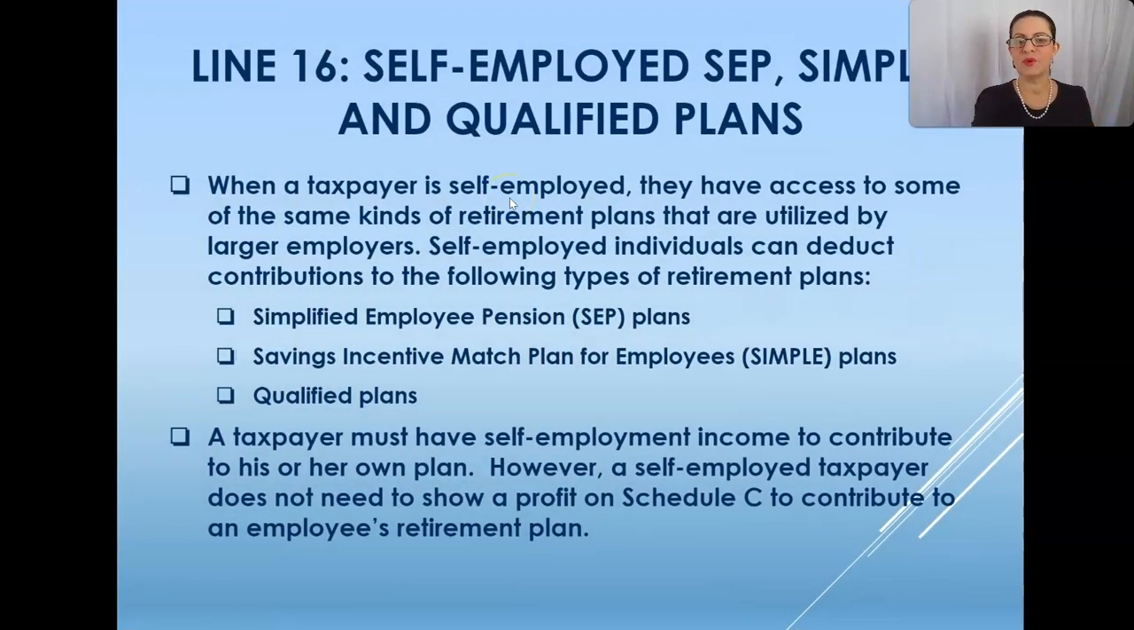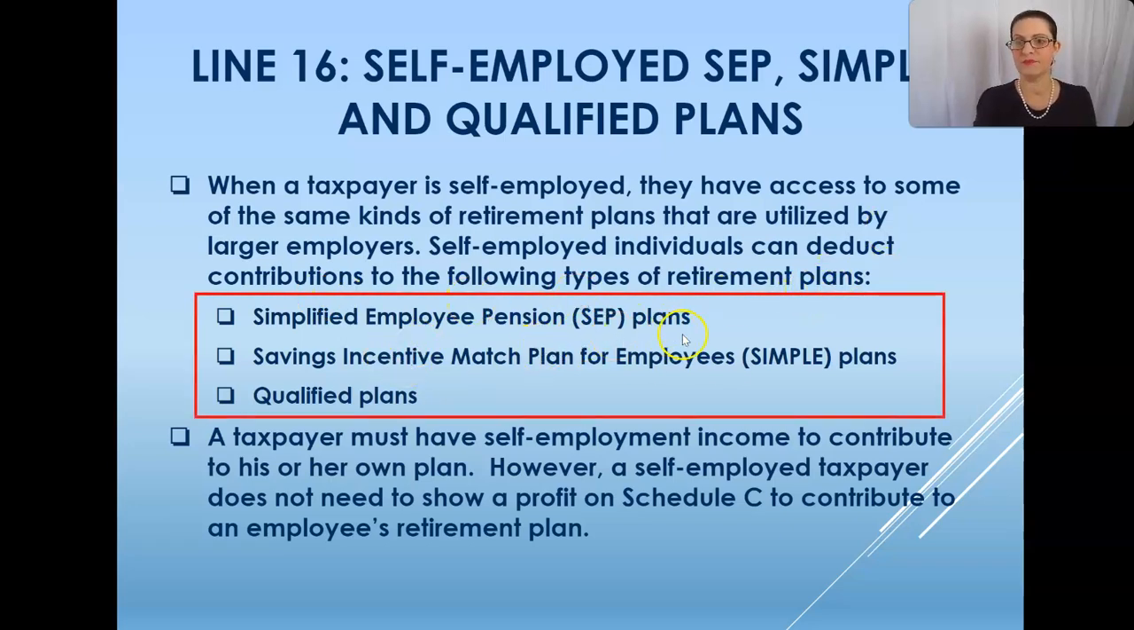Self-employed SEP, simple and qualified plans. When a taxpayer is self-employed, they have access to some of the same kinds of retirement plans that are utilized by larger employers. Self-employed individuals can deduct contributions to the following types of retirement plans. The simplified employee pension. This first one is the most popular type of plan that self-employed taxpayers have. If they have a successful business on Schedule C and they're self-employed, then the SEP is the most popular type of plan for that type of individual.